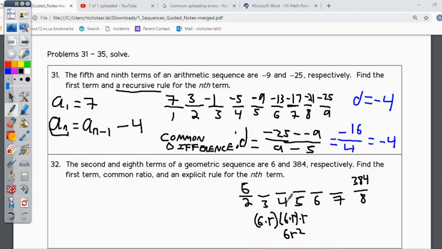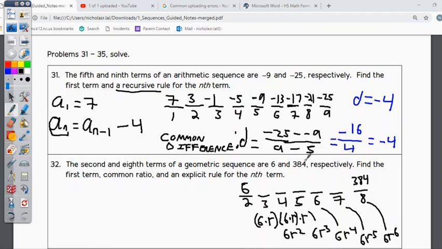All right, so if the fourth term is 6r squared, by the same logic, the fifth term is 6r cubed. If the fifth term is 6r cubed, then the sixth term is 6r to the fourth. If the sixth term is 6r to the fourth, the seventh term is 6r to the fifth. By the same logic, if the seventh term is 6r to the fifth, that means the eighth term is 6r to the sixth. And what is the eighth term?